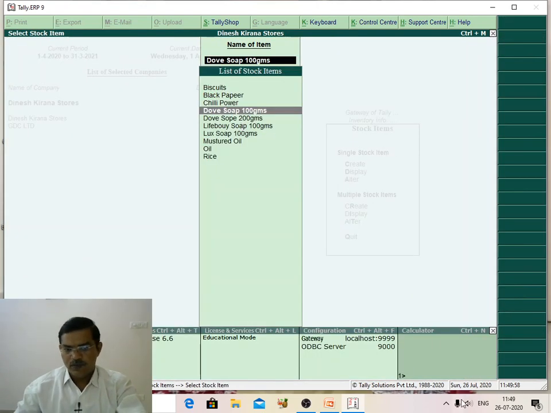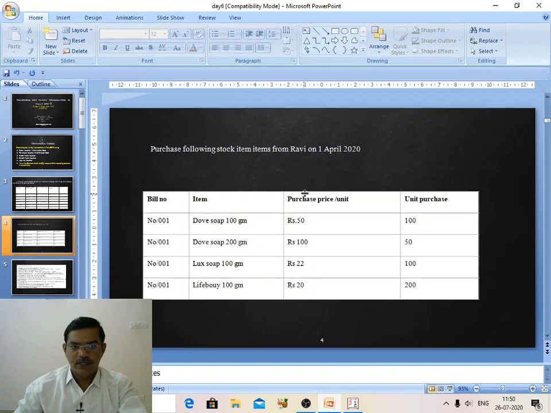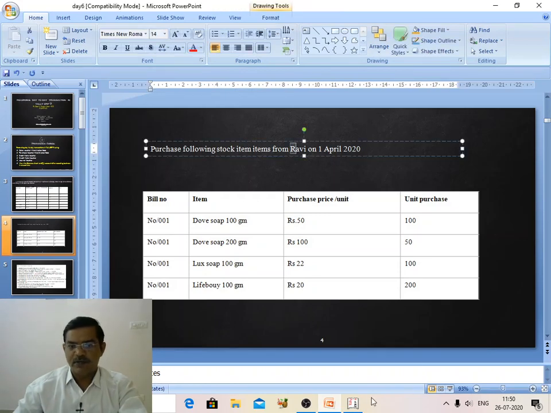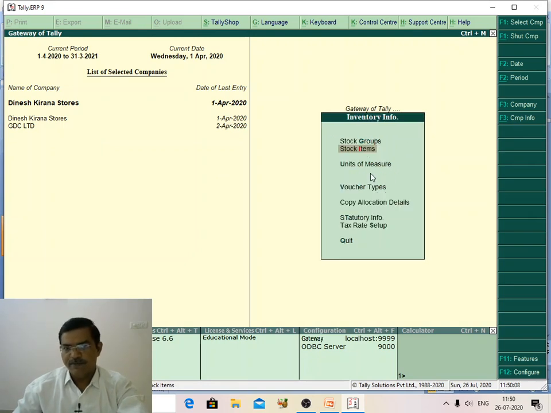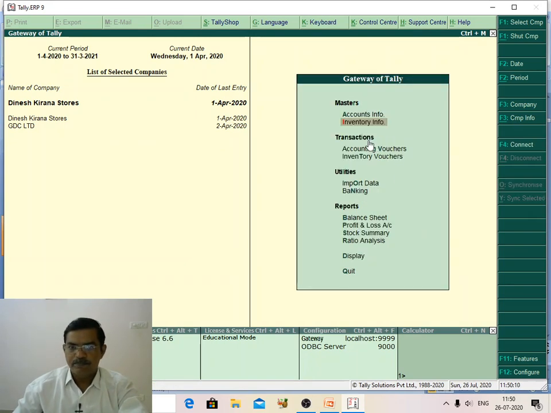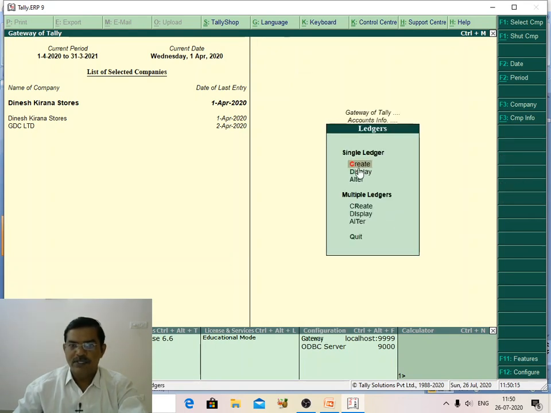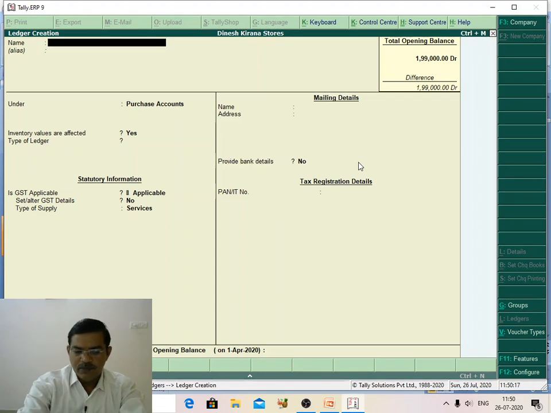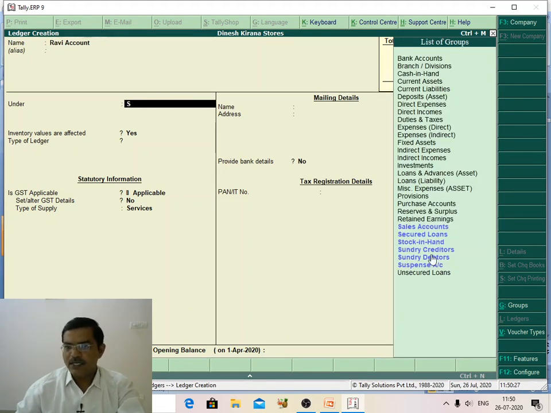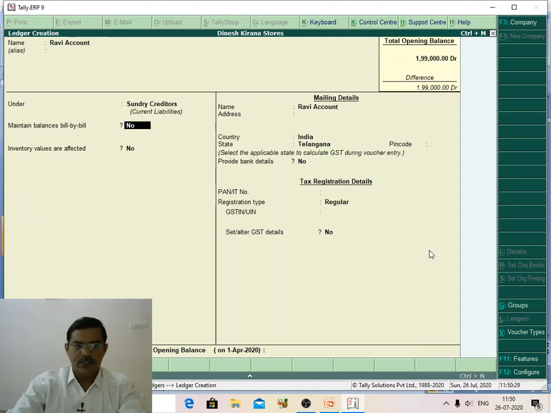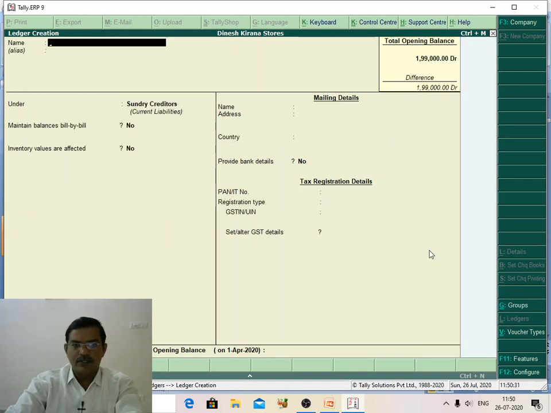Now, what is the entry here? I need to create one more account, for Ravi. I have to open one more account in the name of Ravi. Go to Gateway of Tally, Accounts Info, Ledgers, Create. Ravi account. It is under the Sundry Creditors group. Just select Control here to access the screen.